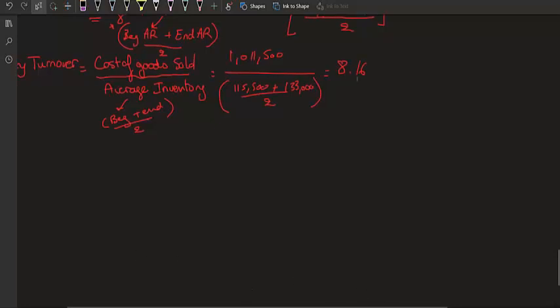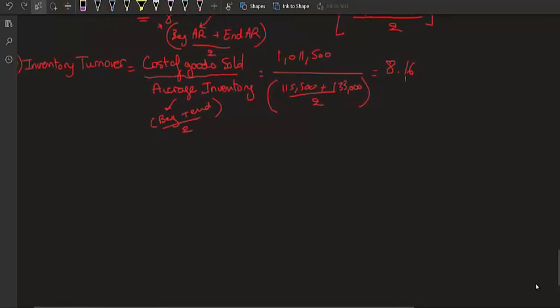So the interpretation of this ratio: the higher the inventory turnover, the better. Turnover means the company's ability to sell these goods, the inventory, quickly, and buy again and so on. So it can sell it easily and use it easily, and its turnover rate is high. So the higher the turnover, the better.